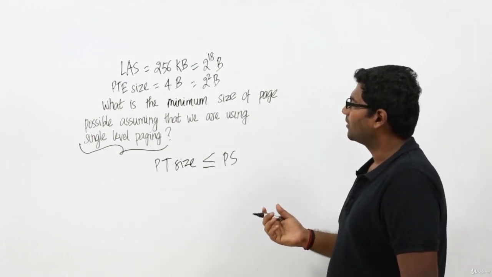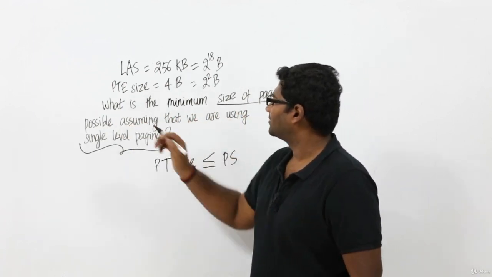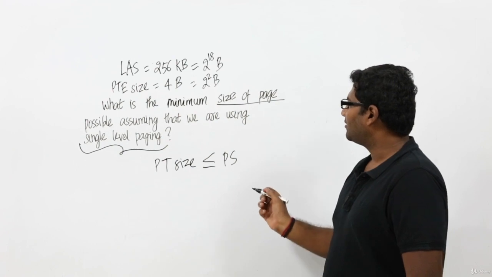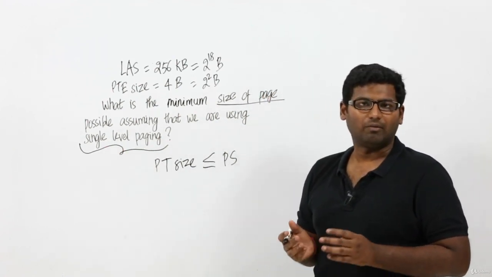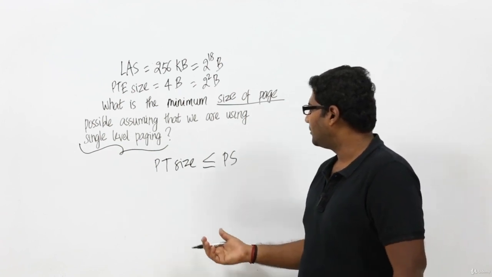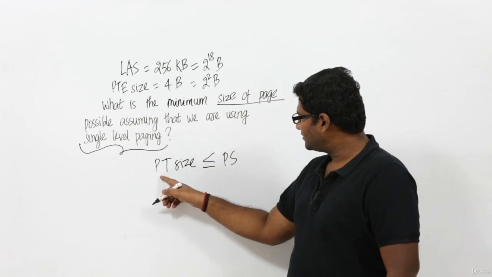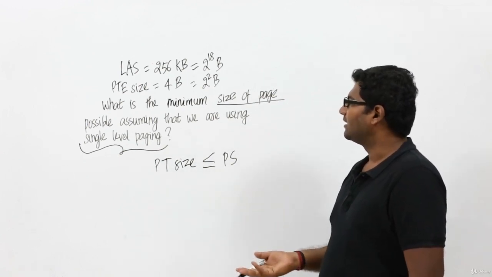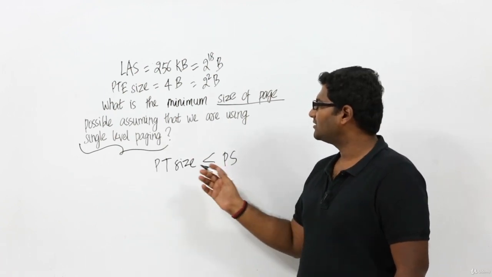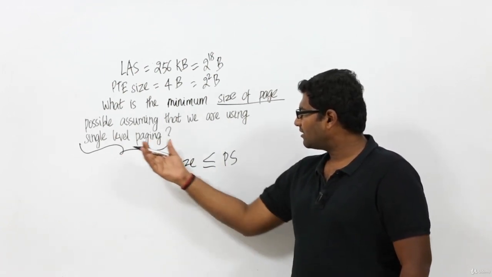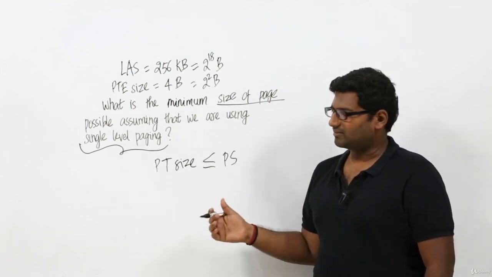Now the question is, what is the minimum size of page possible, assuming that we are using single level paging? They are asking what is the minimum size of page. Now what do we mean by single level paging? Size of page table should be less than or equal to page size, right? In case this is not true, then we cannot have single level paging, it will lead to multi-level paging. So since they have given that we are using single level paging, I am deriving the fact that page table size should definitely be less than or equal to page size.